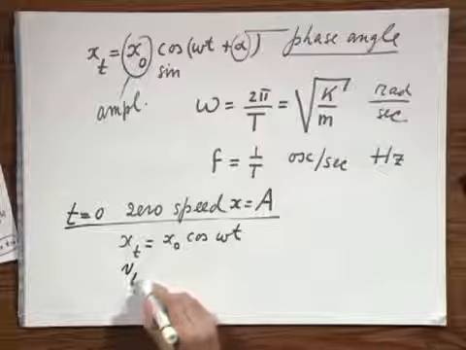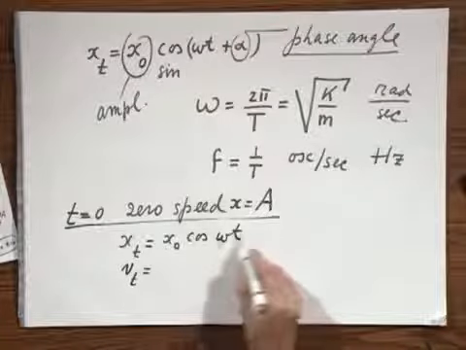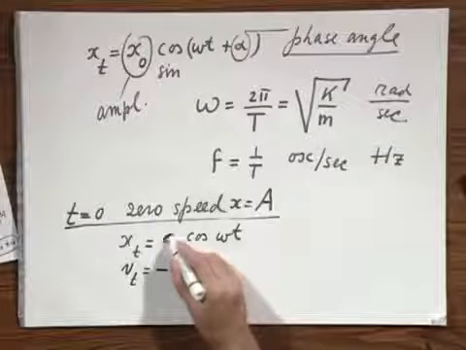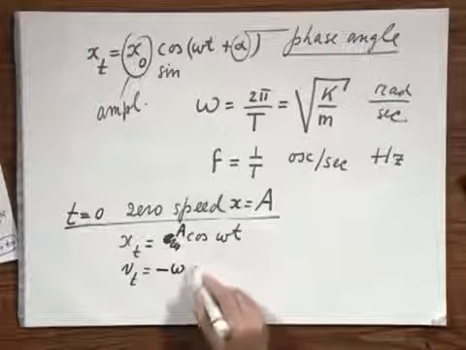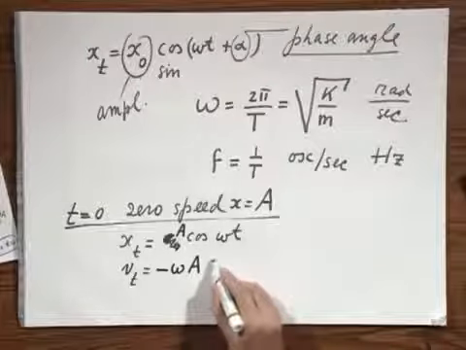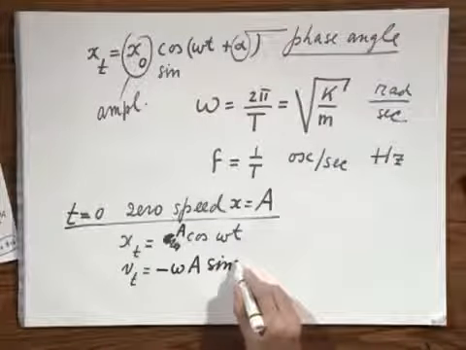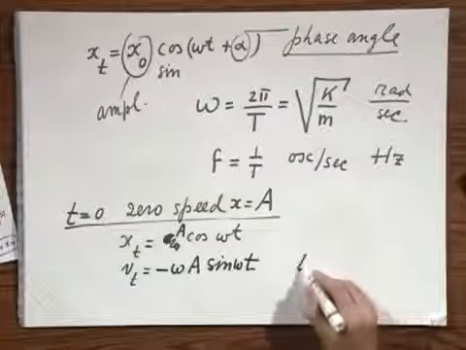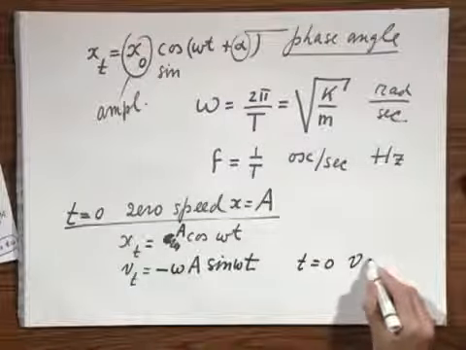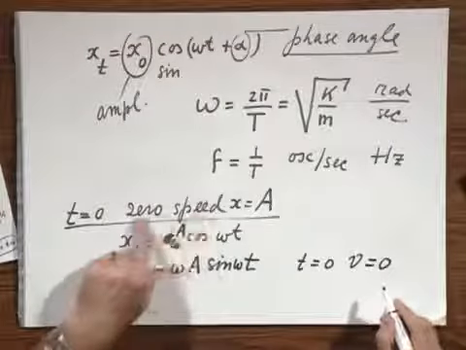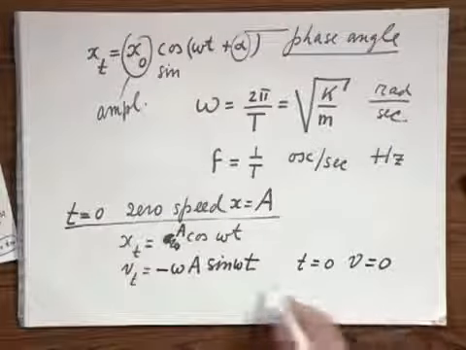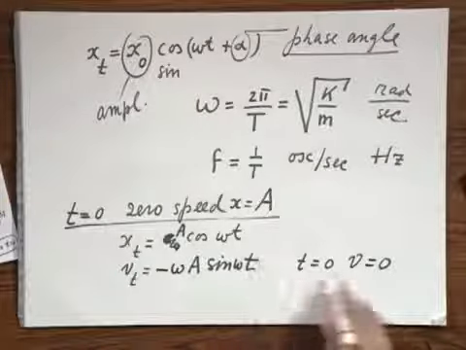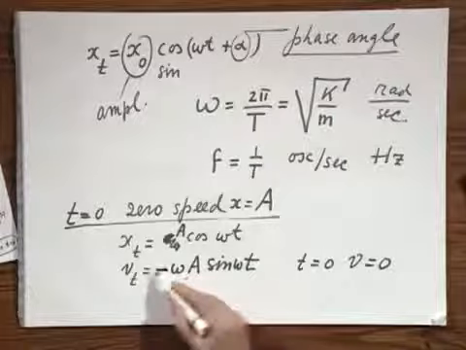The velocity as a function of time is the derivative of this, so that gives me a minus omega. Oh, I was going to make this an A. Omega times A times the sine of omega t. Notice that at t equals 0, the velocity is indeed 0. That was my initial condition. At t equals 0 is 0 speed. And also notice that when t is just a hair larger than 0, the velocity is negative.